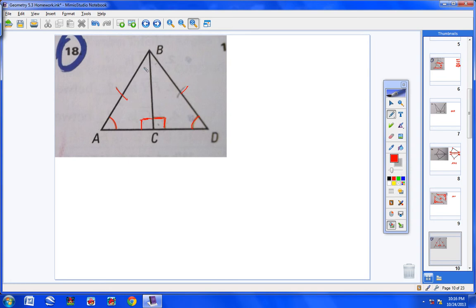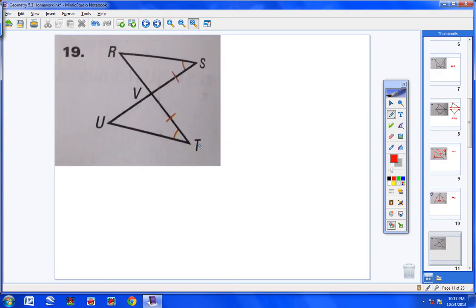So look what you have, guys. In this triangle right here, you have angle, angle, side. Do you see it? Angle, angle, side, congruent to angle, angle, side. Look at it again. Angle, angle, side, congruent to angle, angle, side. So yes, we can definitely state that these two triangles are congruent by angle, angle, side. All right, number 19. Here we go.